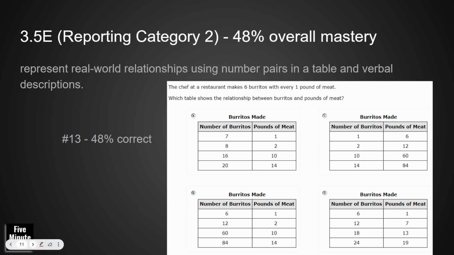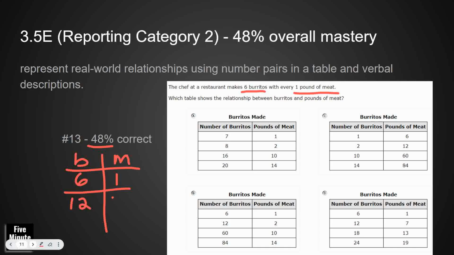So the next one is 3.5e. So we've got 48% mastery here, and we are representing real-world relationships using number pairs. Only 48% of our students got this correct, and we've got 6 burritos for every pound of meat, right? So let's just create our own little table here. That's probably the best way to do that. So burritos and meat. So 6 burritos with 1 meat, right? So let's just double that, right? So let's just do 12 burritos for 2 pounds of meat.